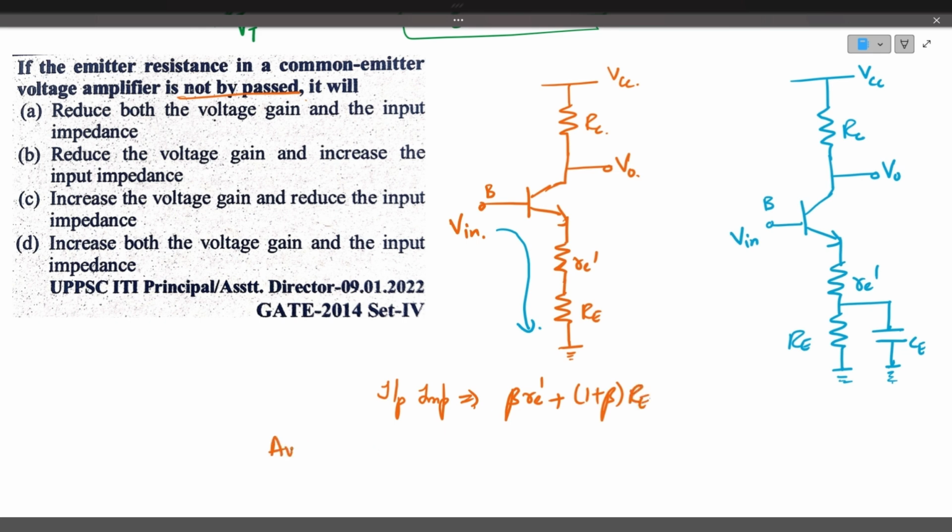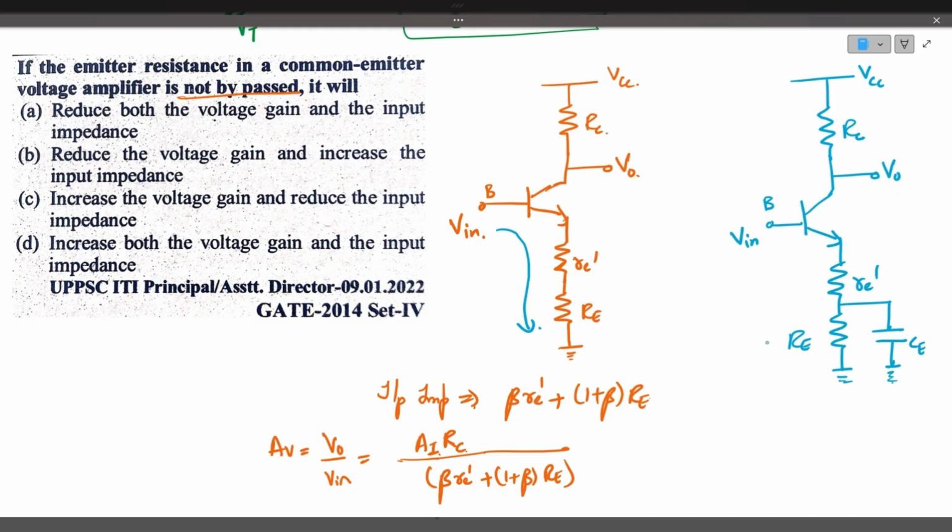Whereas the voltage gain AV is equals to output voltage divided by input voltage. The output voltage is nothing but collector current multiplied by load resistance, that is collector resistance, divided by input voltage is nothing but input current IB multiplied by input impedance beta Re dash plus 1 plus beta capital Re. So this IC by IB, you can write this as a current gain, the collector current divided by base current, you can write it as current gain AI. So this is the voltage gain here.